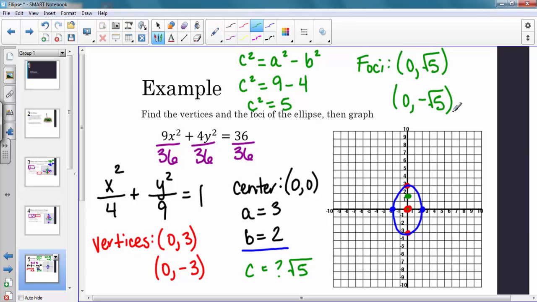So there we have it. We have found the vertices and the foci of the ellipse and then graphed it.